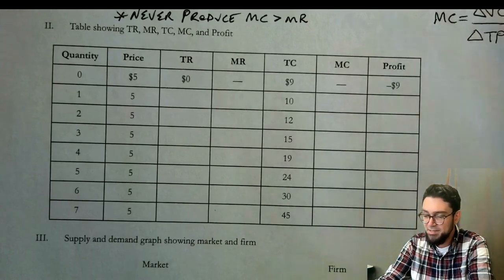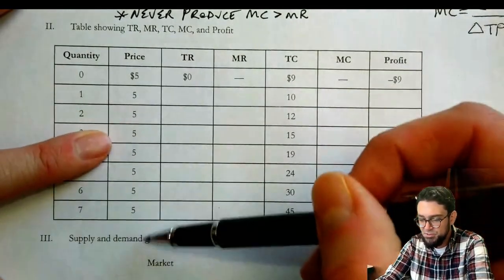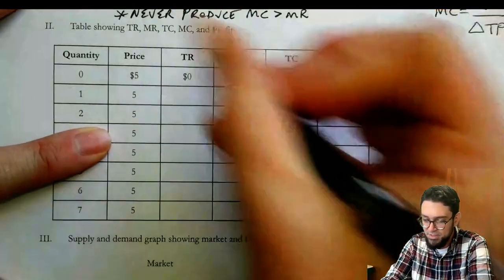So let's do a quick little table and see what happens here with that. The price given to us here is 5. And as a result of that, we can calculate total revenue.